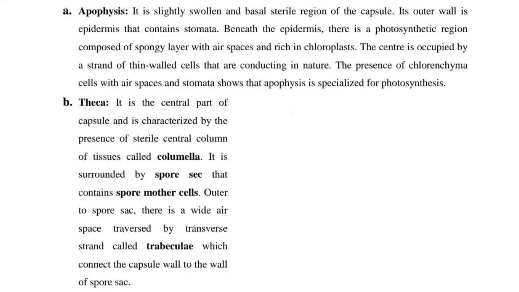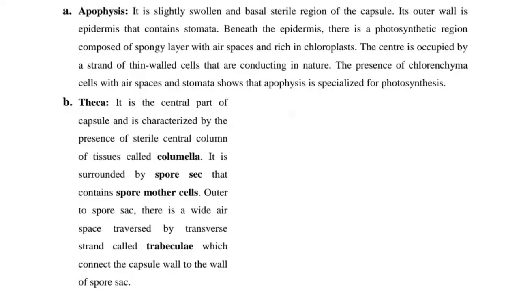Its outer wall is epidermis that contains stomata. Beneath the epidermis, there is a photosynthetic region composed of spongy layer with air spaces and rich in chloroplasts. The center is occupied by a strand of thin-walled cells that are conducting in nature. The presence of chlorenchyma cells with air spaces and stomata shows that the apophysis is specialized for photosynthesis.